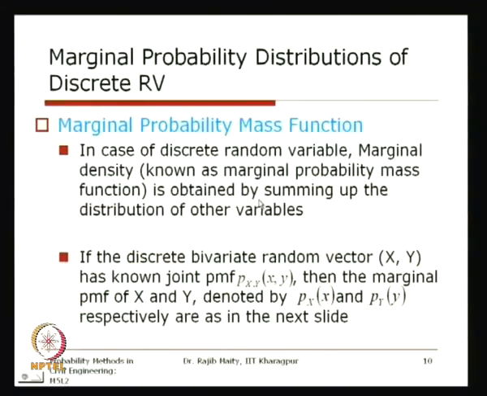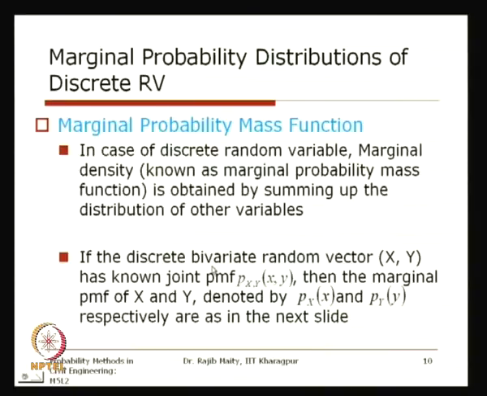So to describe this, for a discrete random variable where only a few specific values are the outcome, we'll discuss how we use the summation to marginalize out the effect of the other random variable.